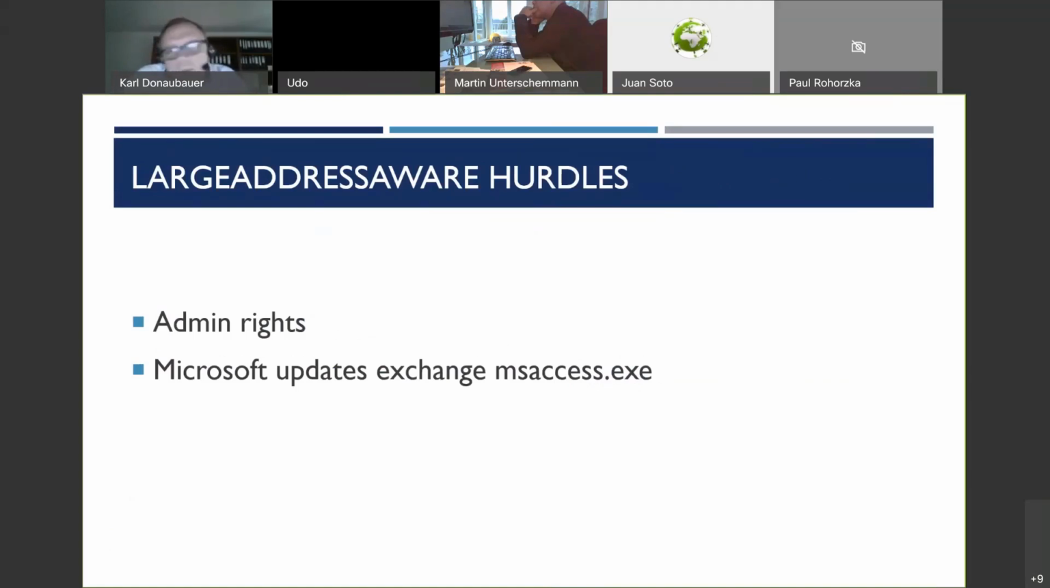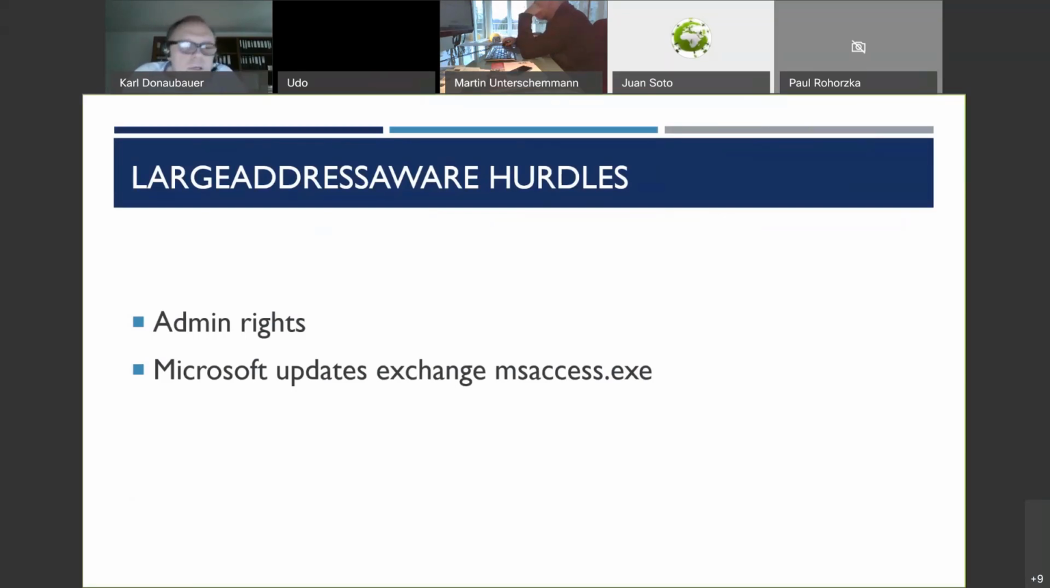And the second problem is Microsoft. If Microsoft updates your Office, they may exchange your MS Access exe. That could be a problem. If they set it back to a version that doesn't have LAA set, you may get a problem. So Microsoft really is a problem. Microsoft Update, they not only introduce bugs, but also an MS Access exe that may be problematic. So what can you do? I mean, you have to organize something.